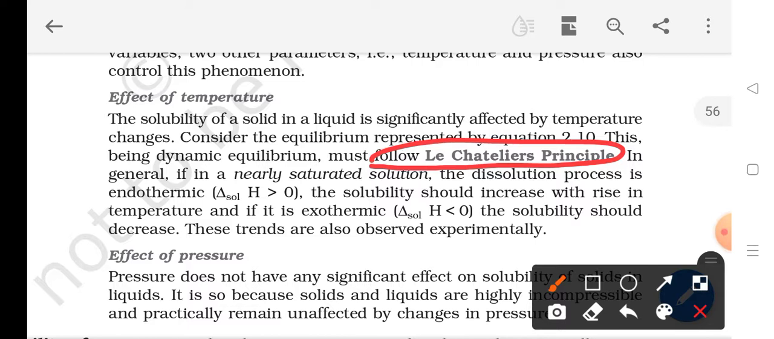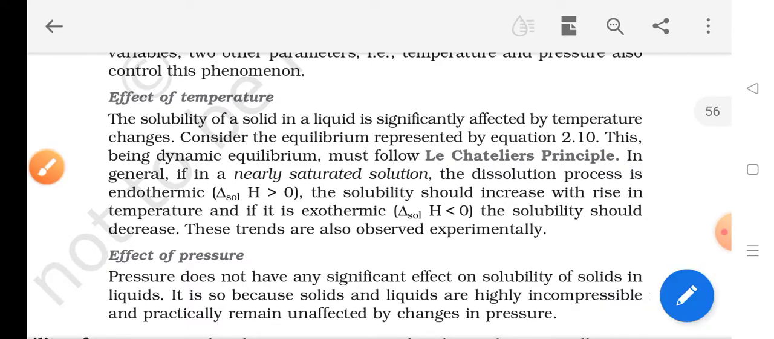There we learned that, and in equilibrium we learned that. And about enthalpy, we learned in thermodynamics. Okay, so according to this principle, what happens? Okay, let me explain it on the board.